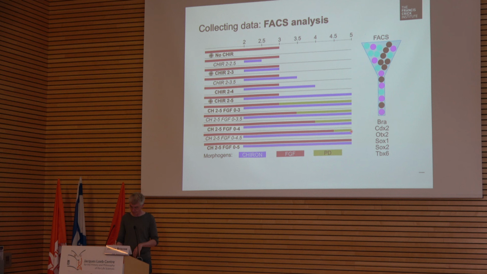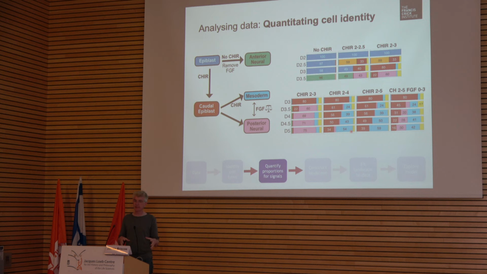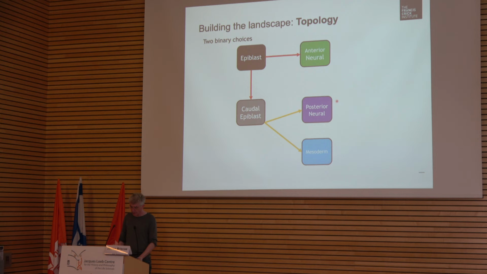Okay, so now we have experimental data. We've allocated each cell at each time point in our experimental data set to a cell identity, and we can see the proportions of cell types which arise in each of these conditions. So now the next challenge is to represent these data in a dynamical landscape. If you look at this cartoon of differentiation, I think it's evident that there are two binary decisions here. There's a first decision where an epiblast cell has decided to become anterior neural or caudal. And then a second decision where this caudal epiblast has to decide whether to become posterior neural or mesoderm. So there's two binary decisions here. And we hypothesize that the global landscape would consist of two three-attractor landscapes, each corresponding to one of those binary decisions.